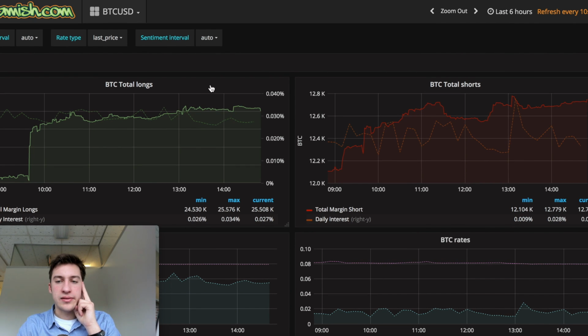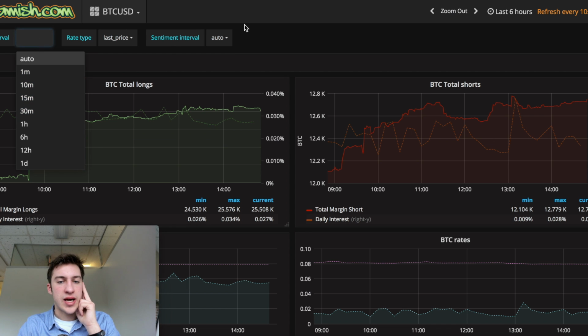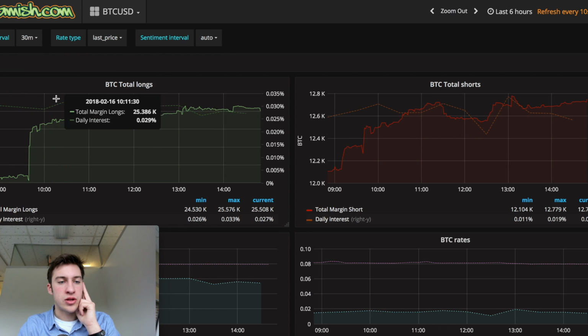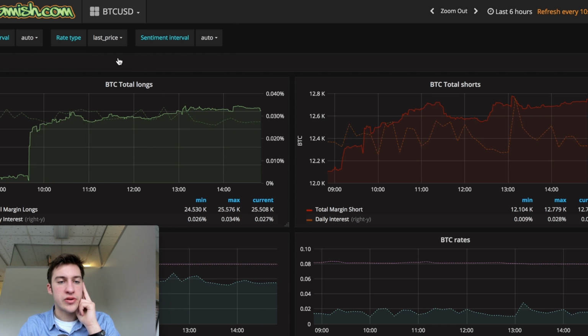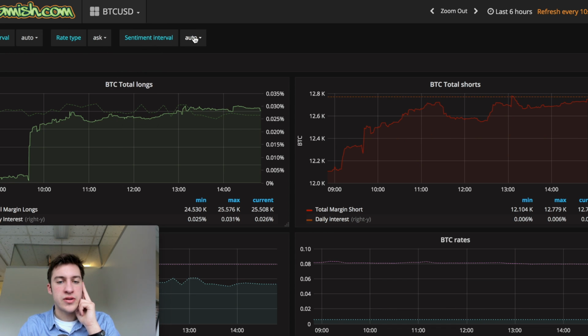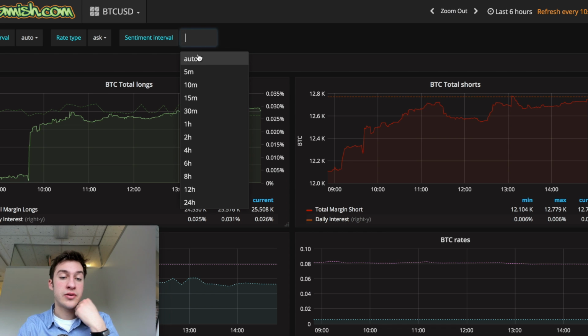All right, so to begin, just left to right. Rates interval. So rates interval, this is just the time frame to change how you want to smooth your interest rates, as you can see there. Rate type, last price, ask, bid. We're going to talk about that in a few minutes. Sentiment interval. This is every how many minutes do you want a short and long change to be reported. So that comes down to this.